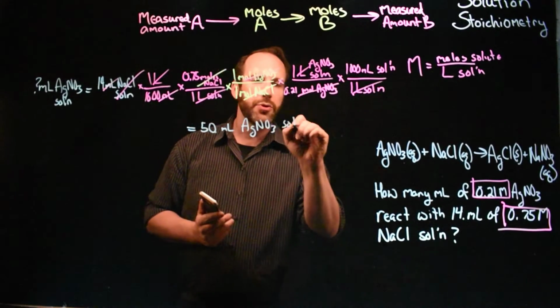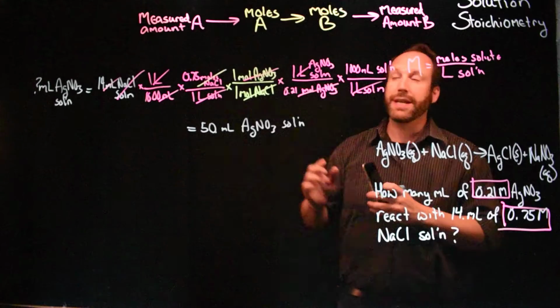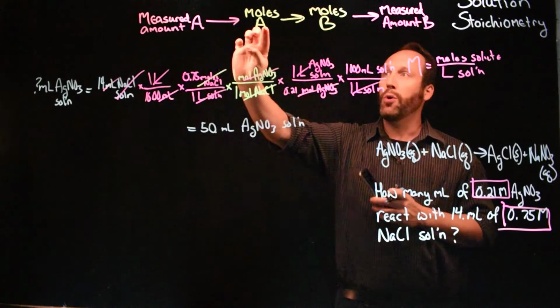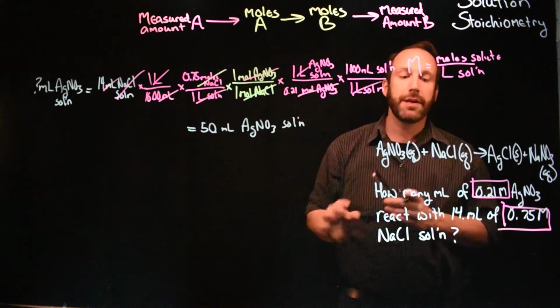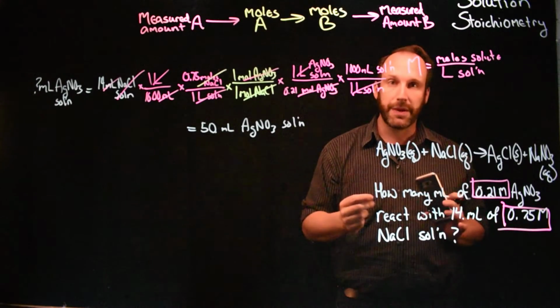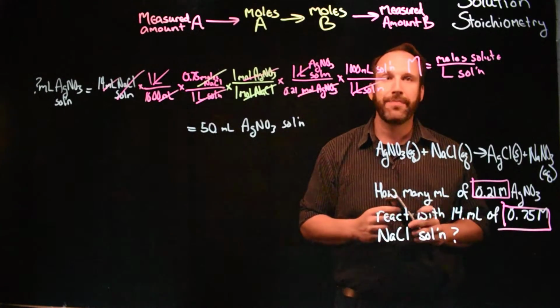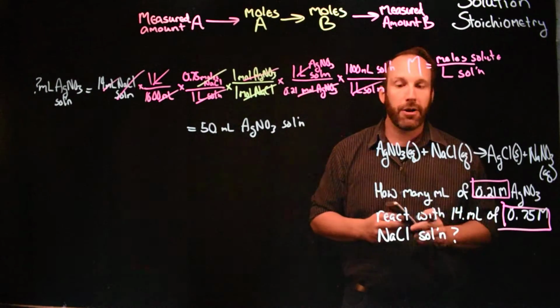AgNO3 solution, okay? So just keep in mind, in both cases, in order to get from amount to moles, or to get from moles to amount, in this particular problem, we needed molarity in both of those cases because A and B are both solutions, okay? I'll erase the board here and we'll try our 4th problem.